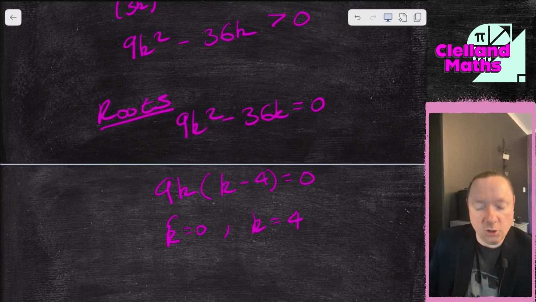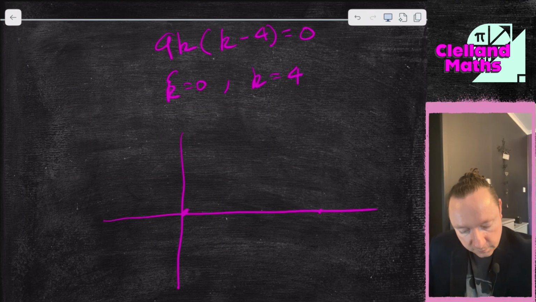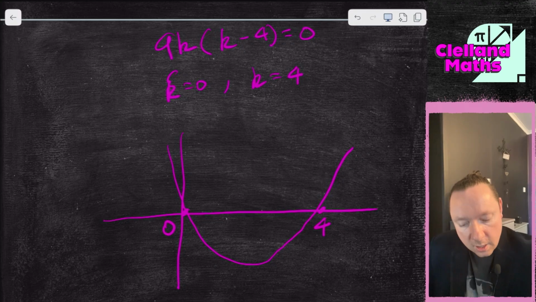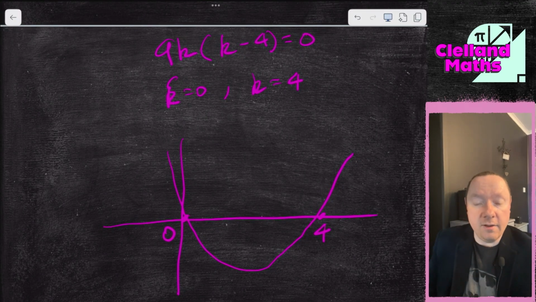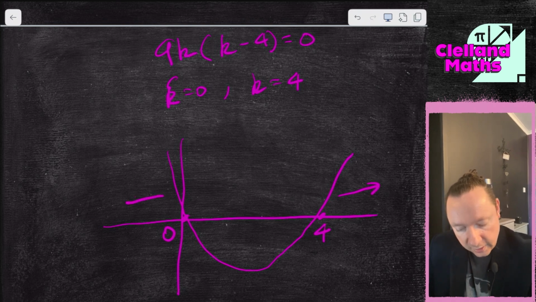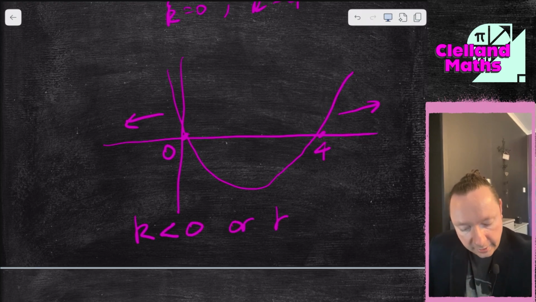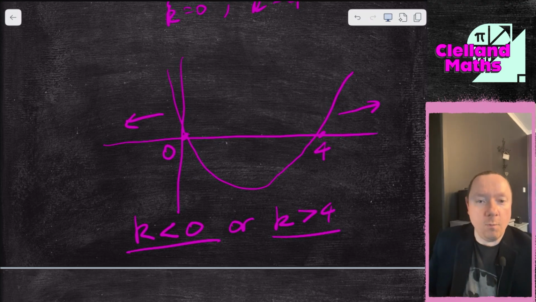So that answers what the roots are, so I draw it. So we've got 0 and 4. It was a positive k squared, so it looks something like that, where that's 4 and that's 0. And it says we want it to be greater than 0, so above the x-axis. I'm continuing that way, and I'm continuing that way. So our final answer is k must be less than 0, or k must be greater than 4 for the range of values. And we're done there.